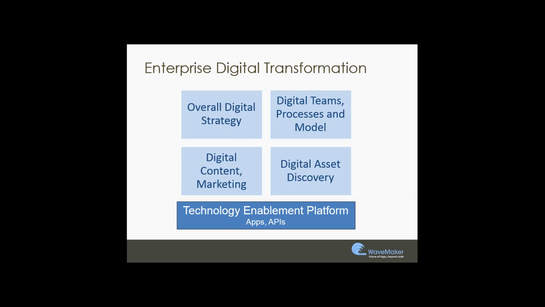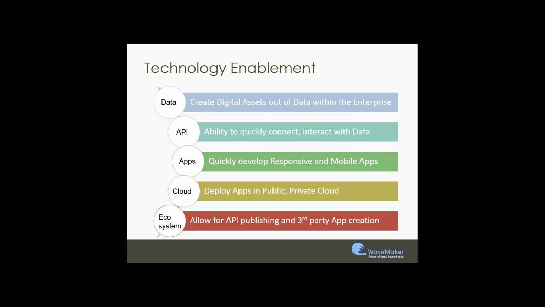Let's talk a little bit more about the technological enablement platform. The platform needs to address 5 key ingredients or requirements for such a transformation to happen. First of all, it has to be about data, being able to connect to multiple data sources and make them available for the enterprise to use. It also has to be about APIs. How do you take that data and quickly connect to it and interact with it using APIs?